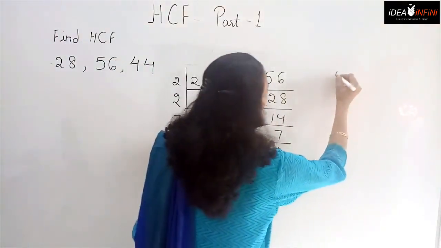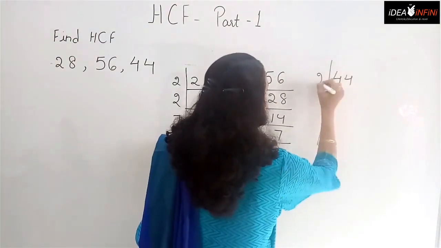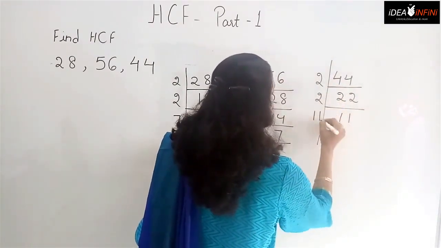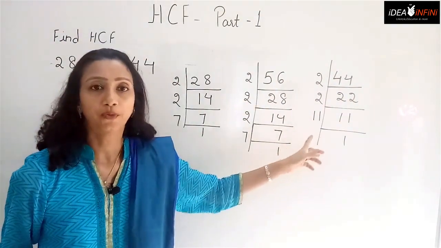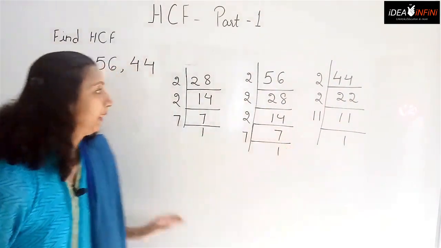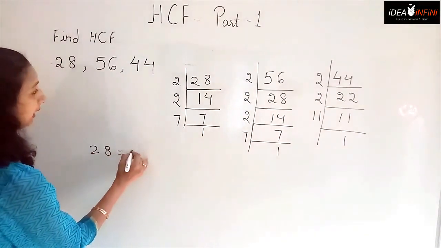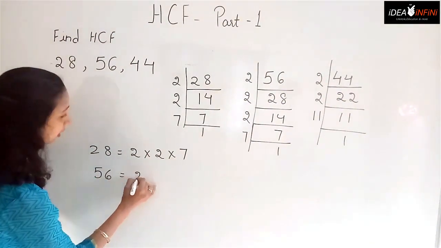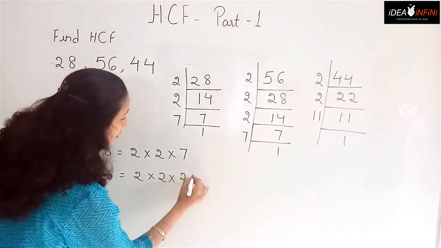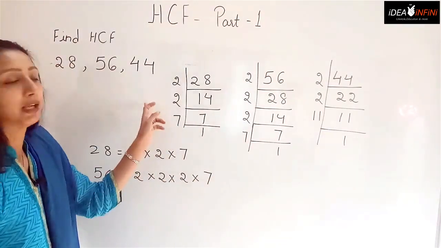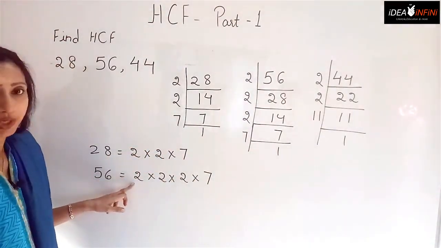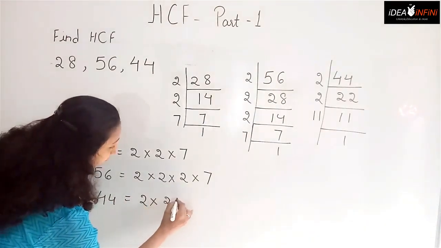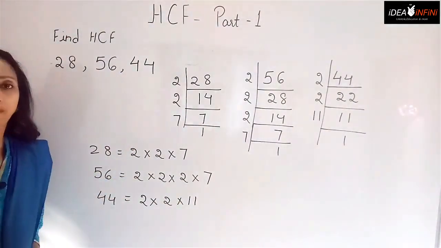Now comes 44. 44 is again an even number, so divisible by 2. Once again it is divisible by 2. Now we get a prime number, that's 11. And there are no further factors of 11. Now we write these factors here in a straight line so that it becomes easy to make pairs. 56 is again 2 into 2 into 2 into 7. See, 56 is a multiple of 28. So we just get an extra 2 here. Nothing beside that. 2 into 2 into 11. These are the factors of 44.